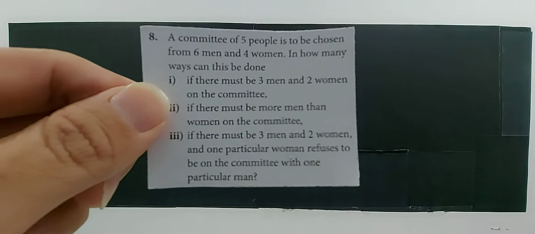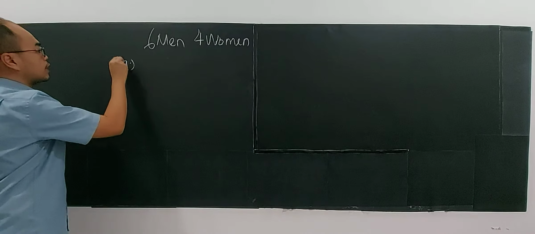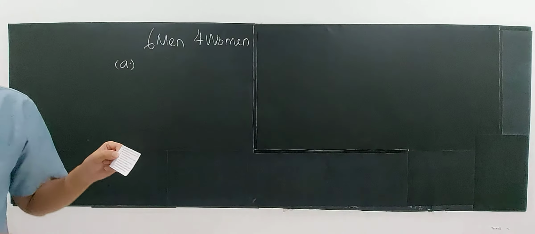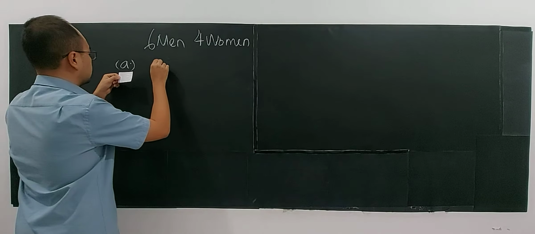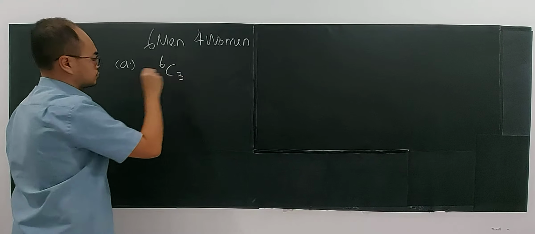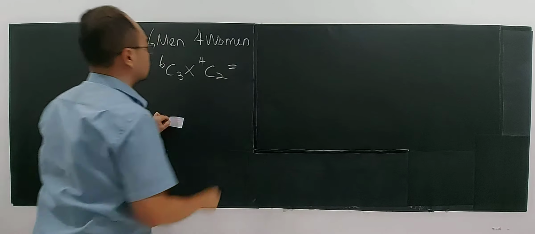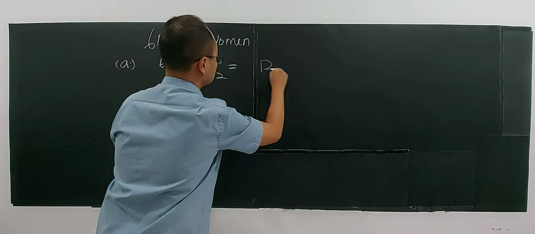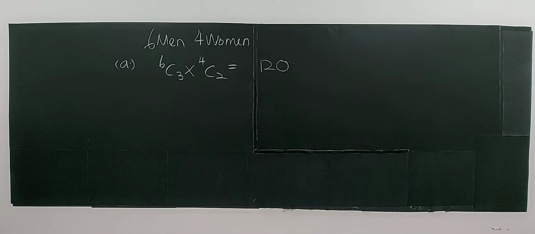So if there must be 3 men and 2 women, for the first question, there must be 3 men and 2 women. A committee of 5 people, so in total you have 10. There is a condition, so the number of ways of choosing the 3 men from 6 men and choosing 2 women from the 4 women gives you 120 ways the committee can be formed.